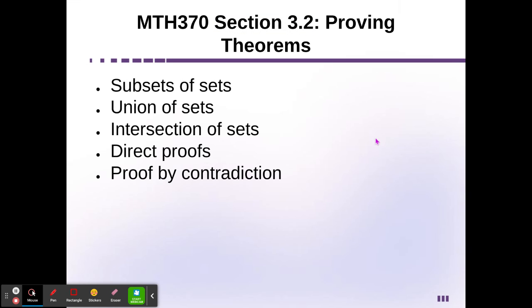All right, so section 3.2, proving theorems. We have some background knowledge since we skipped over chapter 2. I just want to make sure we remember these symbols for subsets, unions, and intersections. Then we have two types of proofs in this section: direct proofs and proofs by contradiction.